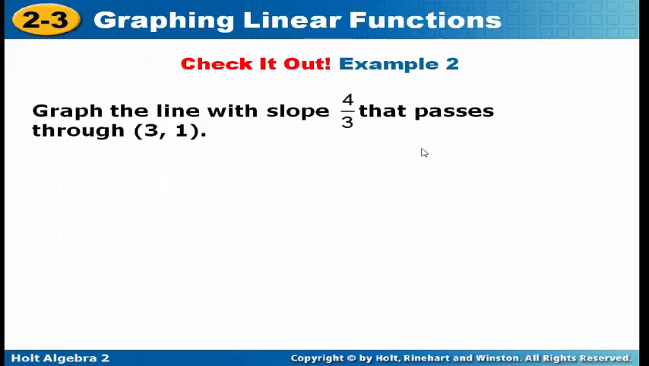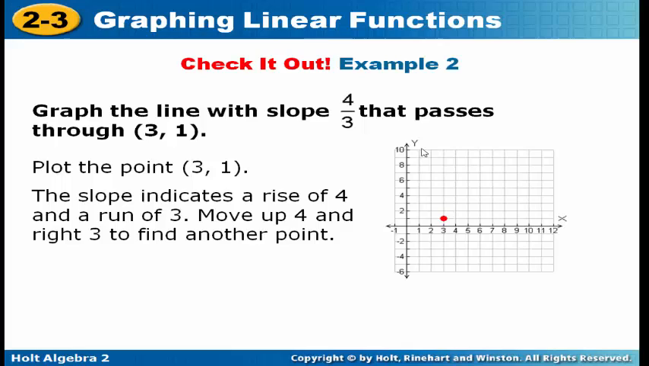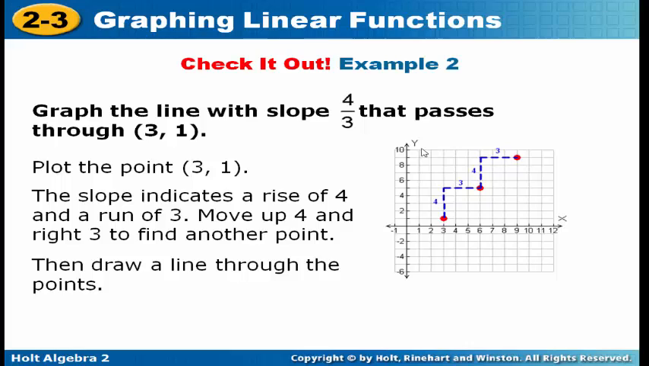Graph the line with slope 4 over 3 and point (3, 1). First plot the point (3, 1), so move up 4 and right 3 to find another point. Then draw a line through the points.